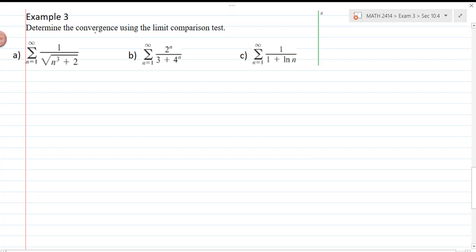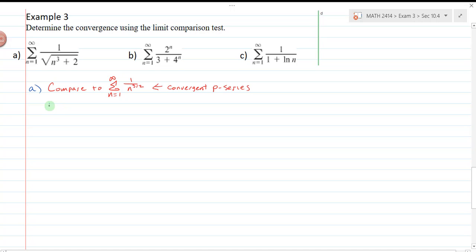In example 3, I've got 3 different series here, and we wanted to determine the convergence using the limit comparison test. The first thing we're going to do is decide what we want to compare these series to. So in part A, what do I want to compare? Well, I have a series n equals 1 to infinity, and if I strip away the constants, that square root is a power of 1/2, but we have an n cubed. N cubed raised to the 1/2 would be n to the 3/2. And what does this series do? It's a convergent p-series because that power is bigger than 1. 3/2 is bigger than 1.